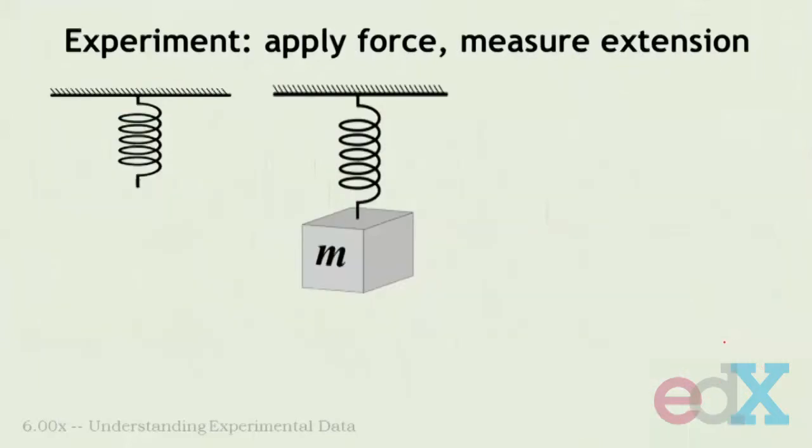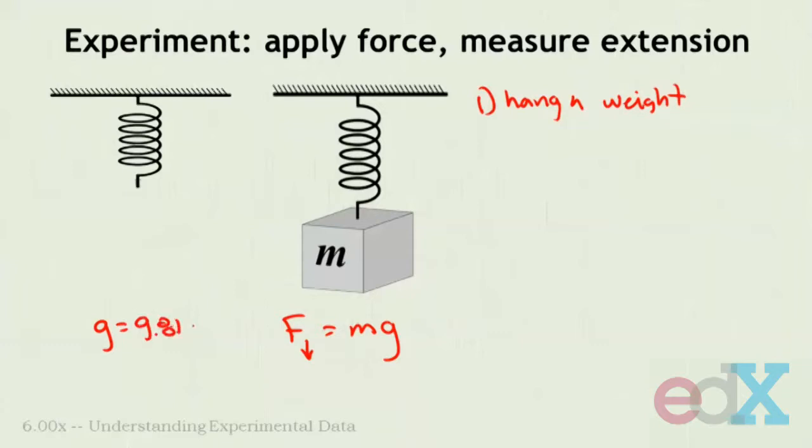Let's design an experiment to test Hooke's law. To do that, what we're going to need to do is to figure out how to apply a known force to the end of the spring. And we're going to do that by hanging a weight on the end of the spring. And the downward force applied by that weight is going to equal the mass of the weight times the gravitational constant. That's the acceleration due to gravity, which is, say, 9.81 meters per second squared. And so when we hang a weight, we get a downward force. That will cause the spring to stretch.